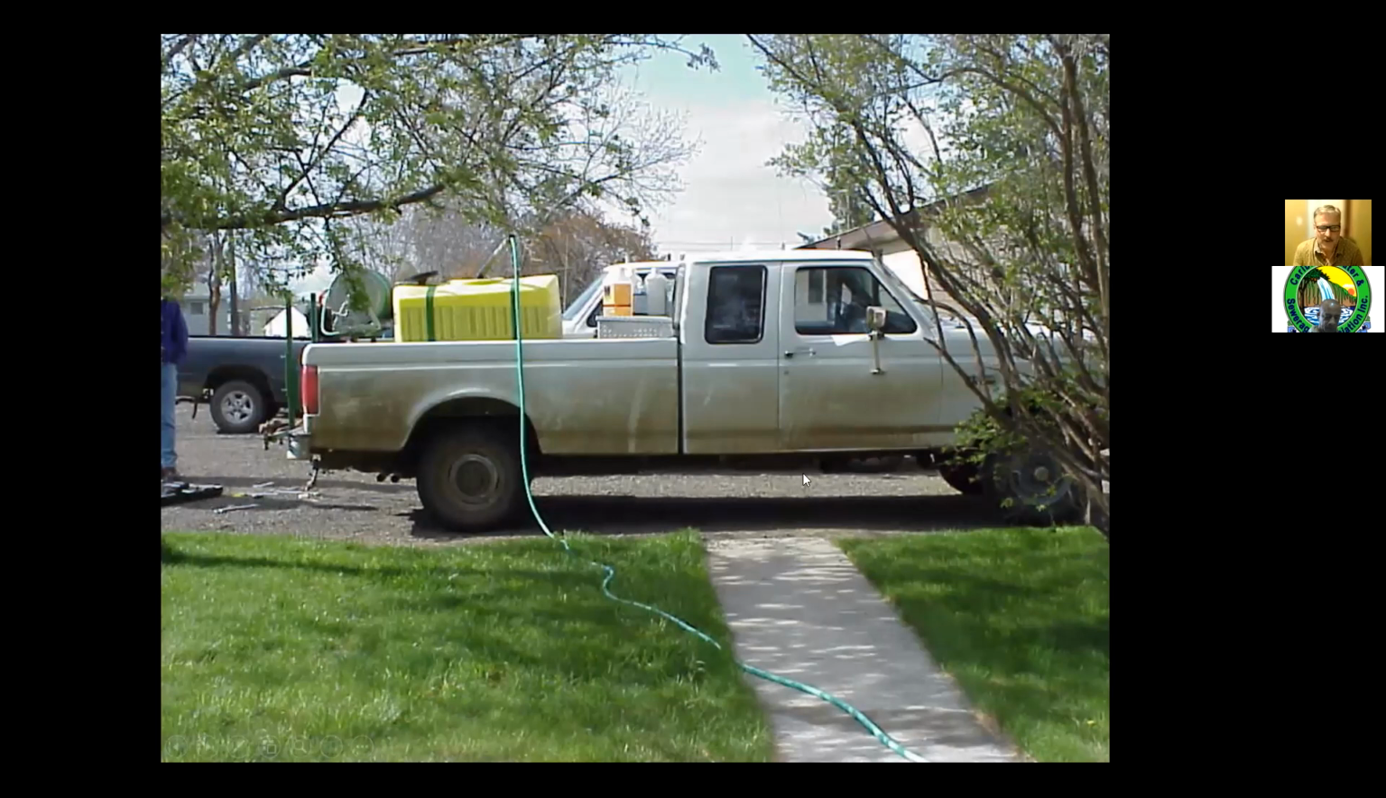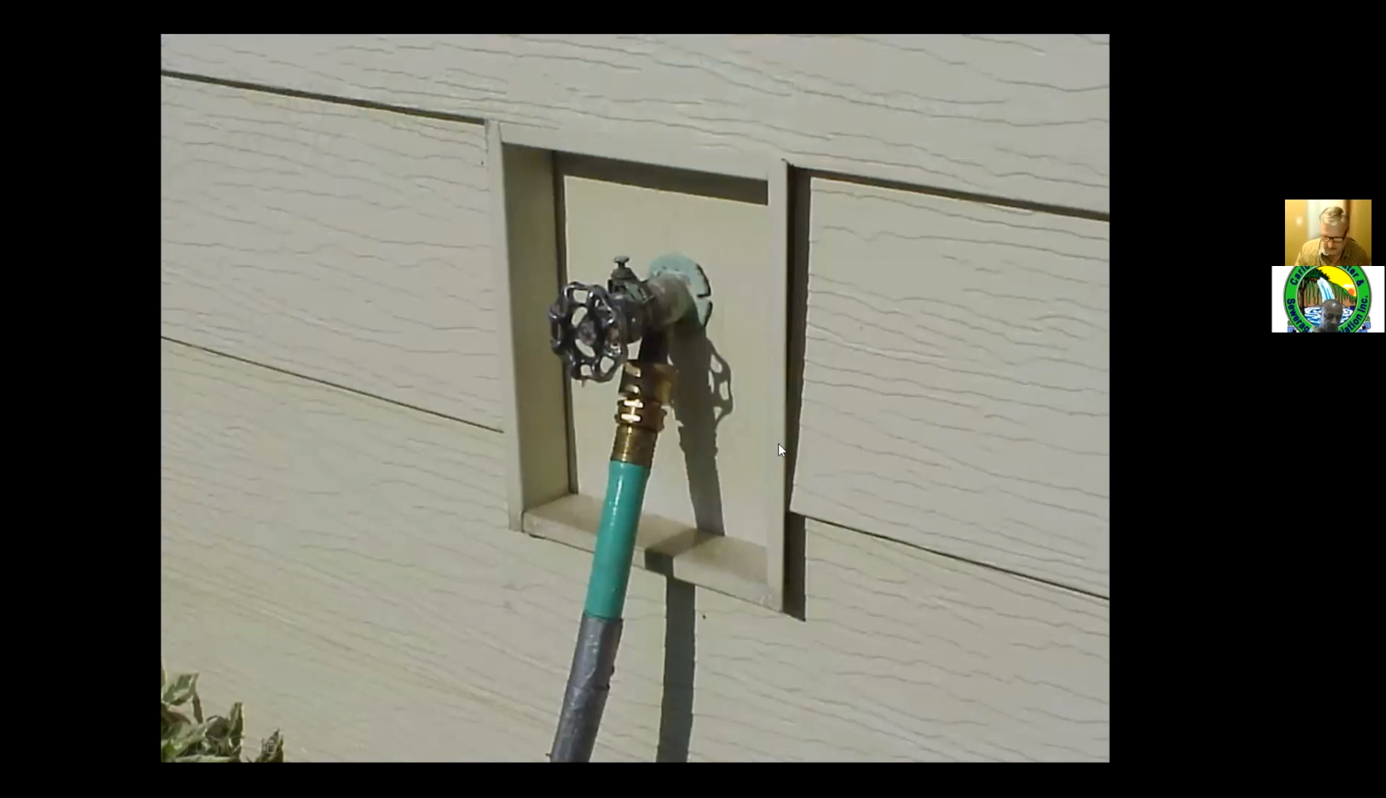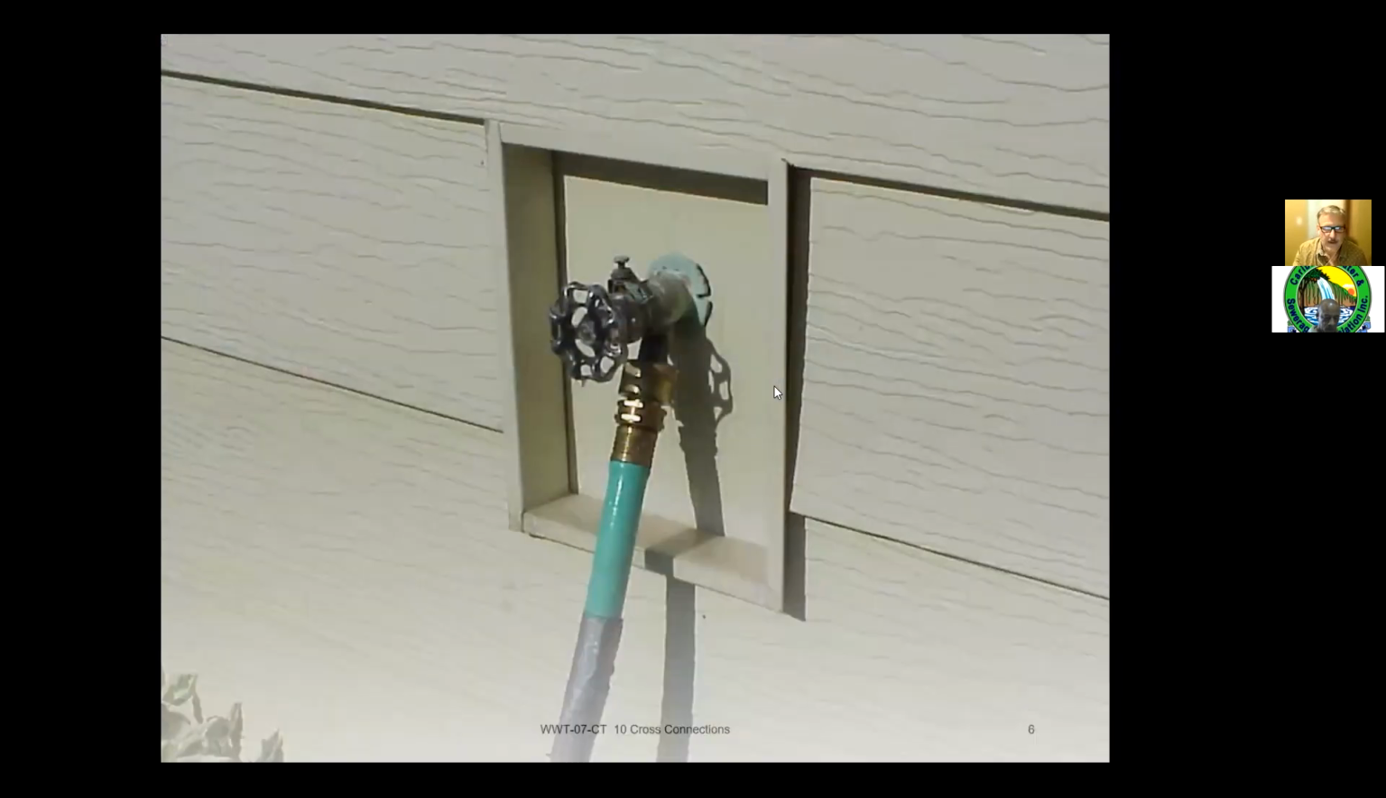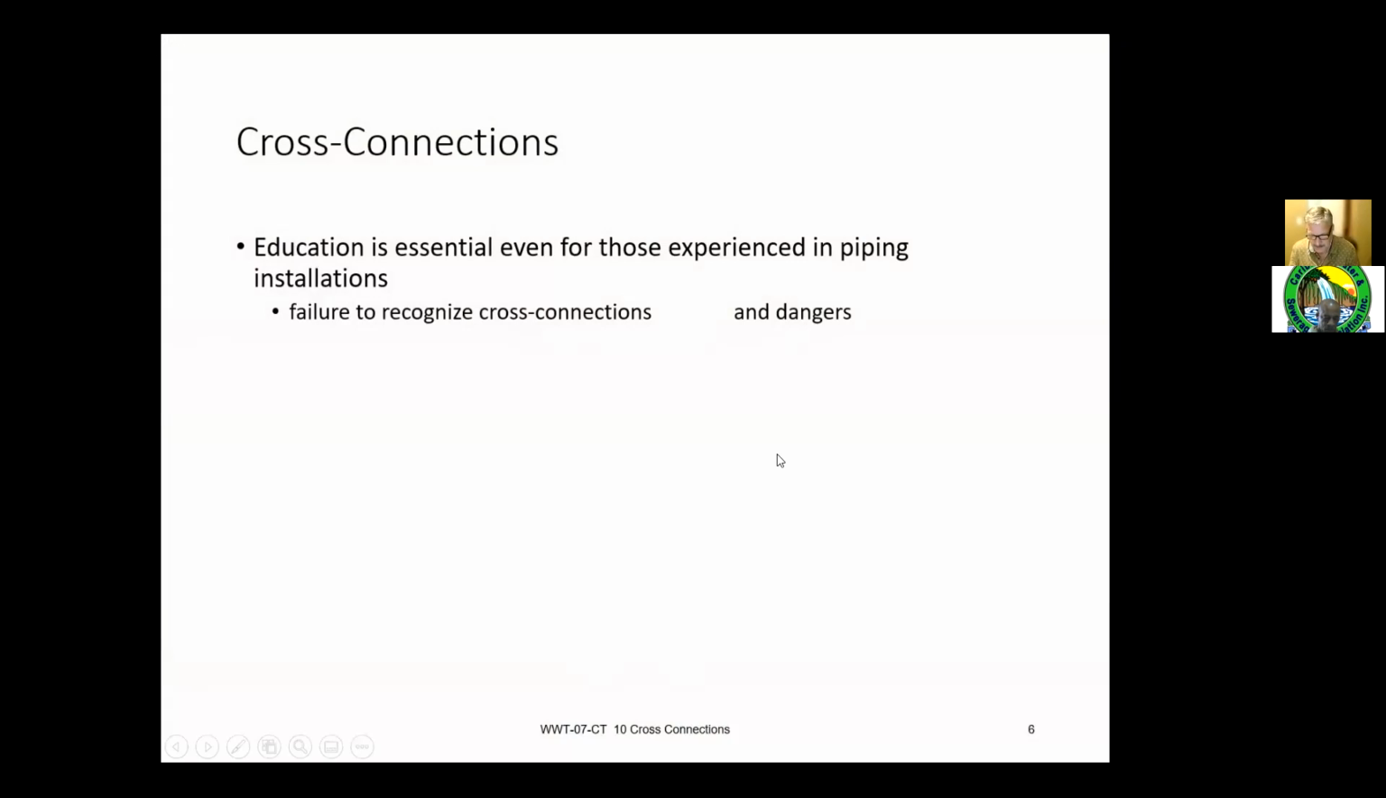Just highlighting this photo, this seems like a simple thing. Maybe somebody has chemicals or something in that tank in the back of the truck, so they've got the garden hoses connected there. Looks like they have something to support the garden hose so it doesn't kink off, and it's filling the tank. If there was a reduction in the potable water supply, it would draw that chemical directly from that tank and back siphon it right into the system, right into that person's house. And so this is why we're talking about cross connections today. Education is essential for sure.